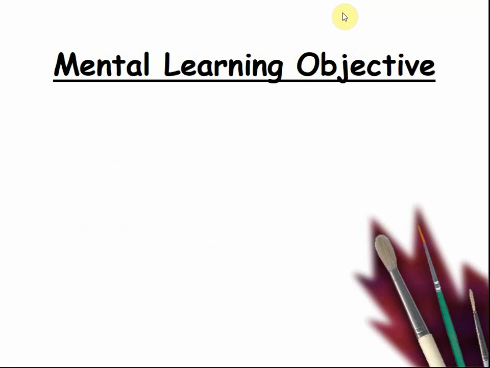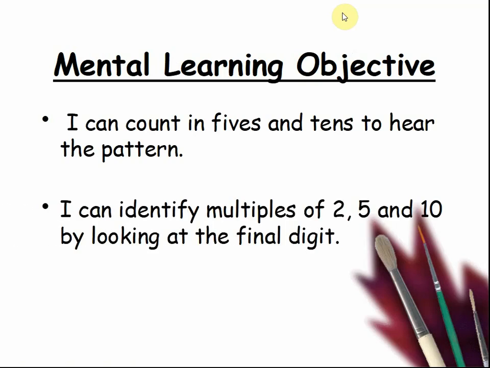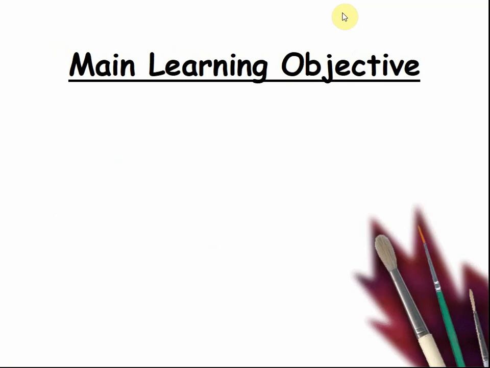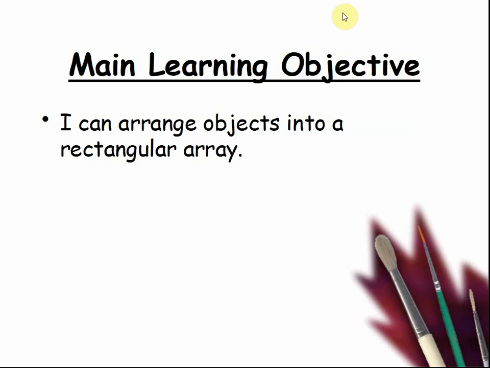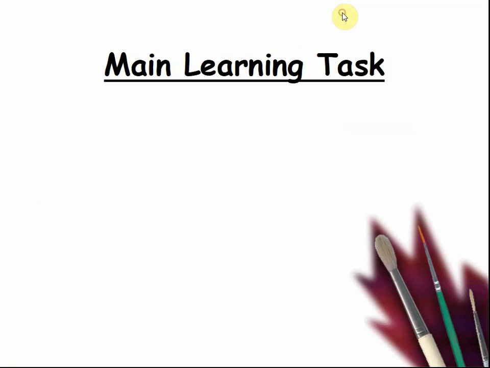Here is a mental learning objective. I can count in 5s and 10s to hear the pattern. I can identify multiples of 2, 5 and 10 by looking at the final digit. The main learning objective: I can arrange objects into a rectangular array. I can see a rectangular array in 2 different ways.